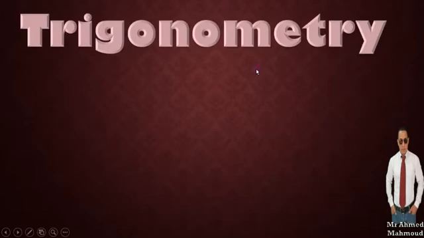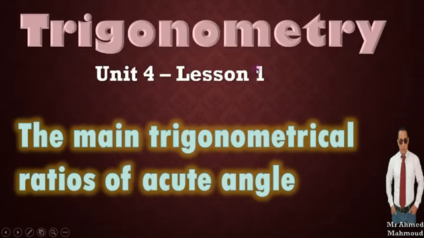Now we have trigonometry, unit 4, lesson 1. The lesson today is called the main trigonometrical ratios of acute angle. In this lesson, inshallah, we are going to study new definitions or new symbols called sine, cosine, and tan. We are going to connect the sides of the triangle and the angles, and we are going to remember the Pythagorean theorem, and solve many problems about the lesson. Let's start the lesson.